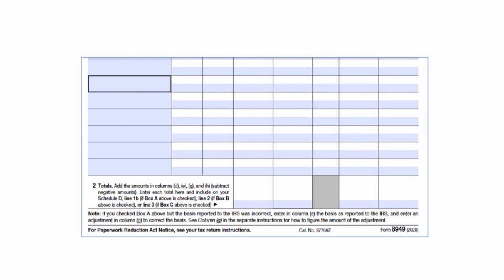In line 2, you have the totals. You just have to put the totals. We live in the digital world, so normally this should be done for you automatically by the tax software you're using. But it is important to understand the mechanics of that so that if anything happens, God forbid you get a CP 2000 notice from the IRS, you're able to respond accordingly.